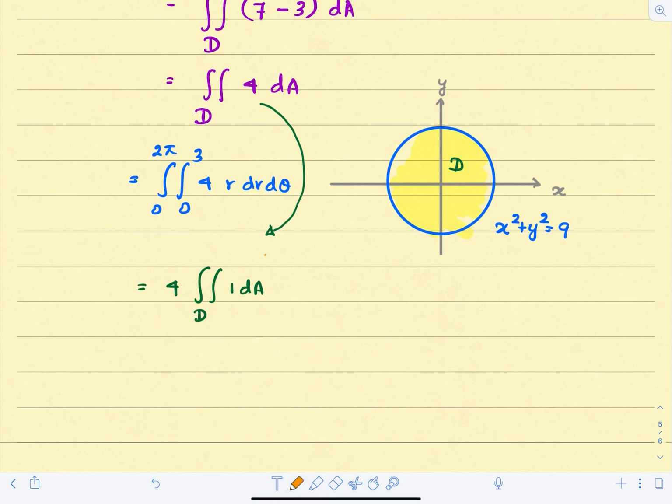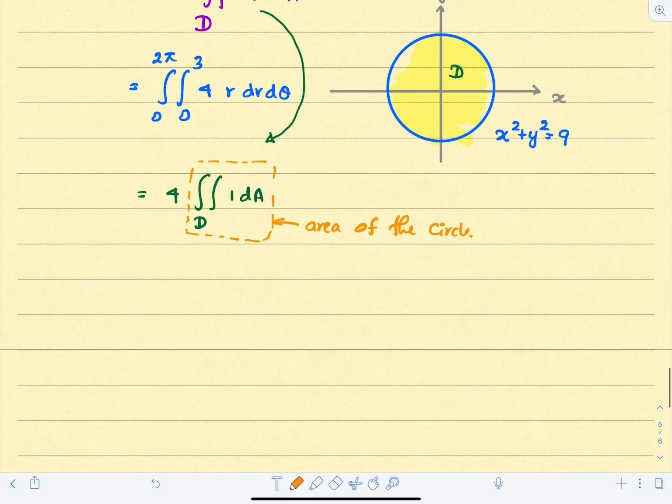So geometrically, this double integral means the area of the circle. Okay, now the area of the circle. We have a circle with radius 3. So what should be the area of that circle?